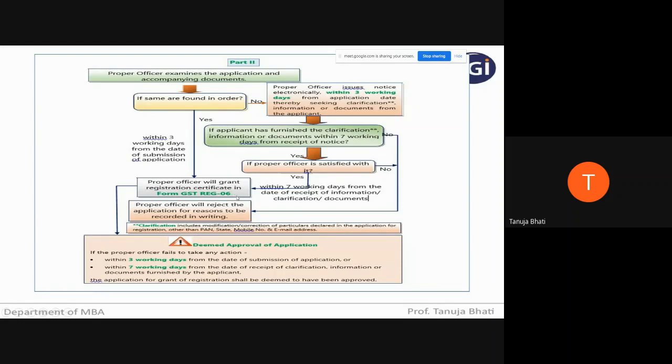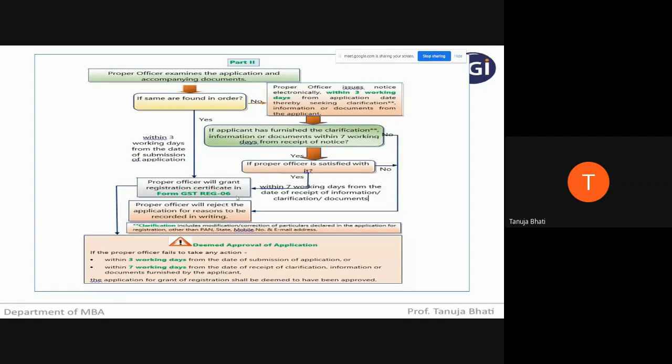So if the proper officer finds that the application form filled is absolutely correct, he is satisfied with it, and the documents uploaded are in order and correct, then within 3 working days from the date when the application was submitted, he has to grant the GST registration certificate to the applicant.